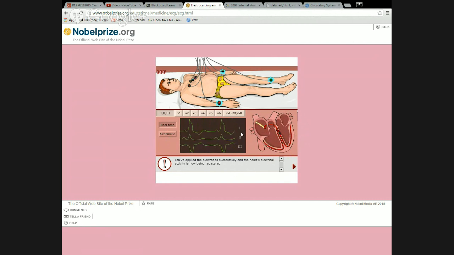These are standard leads 1, 2, and 3. We can switch to the augmented leads, or we can switch to each of the chest electrode-based leads individually. But we've only really talked about what's going on in standard lead number 2. There are P, Q, R, S, and T waves in all of these. They just look different depending on which one we're looking at. It's easiest to make sense of this by switching to the schematic view, where it's not going by in real time. Now we have arrows, we can step through the process.